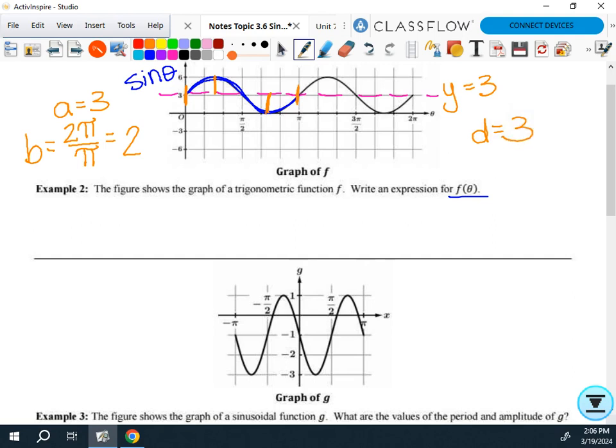So then I just have to put my pieces together. F of theta equals A, which is 3, and we decided it was sine, times the sine of b, which is 2, times theta, plus 3. That's your equation. Okay, we good with that? You see how these transformations are the same. We got some different names, but it's the same thing happening. They look kind of different, periodic graph, but yeah.